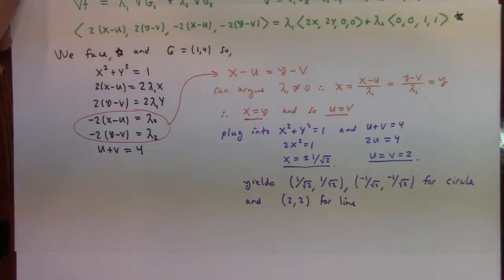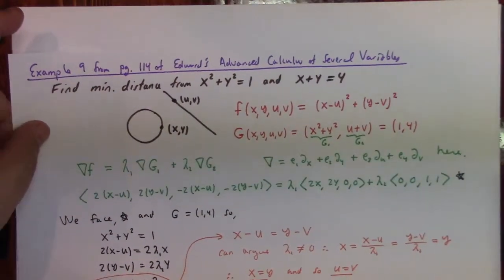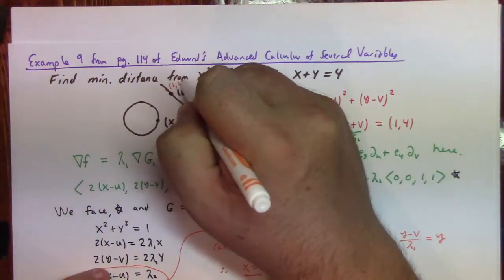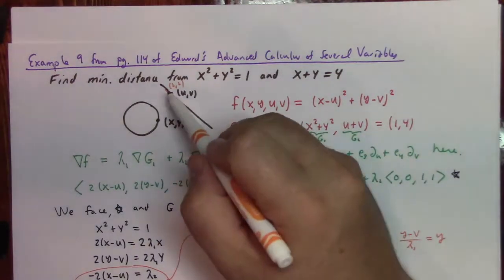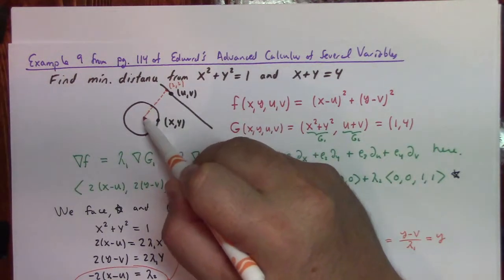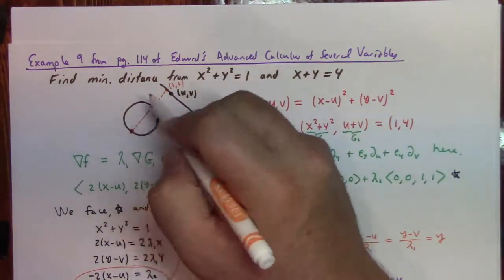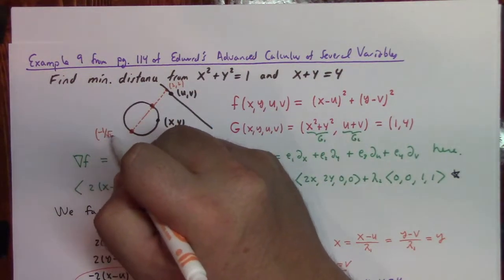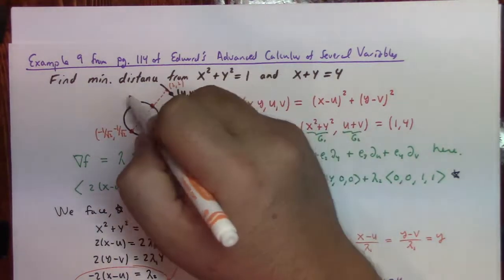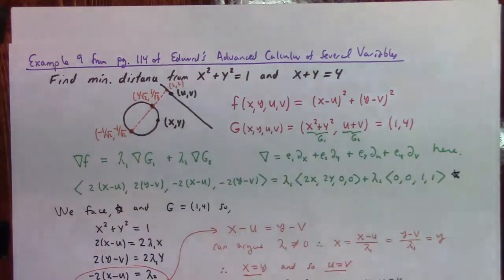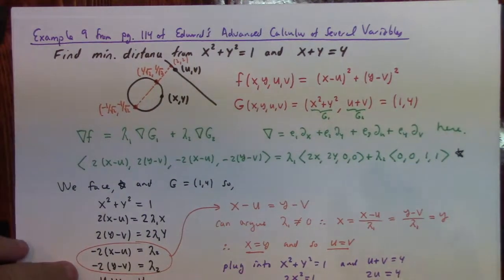Now that is a beautiful result, because it makes perfect sense, right? You could think of this as being (2, 2), and it's saying that if you just go like that, then there's the point 1 over root 2, 1 over root 2, and over here is minus 1 over root 2, minus 1 over root 2. So the method has given us the points furthest and closest to the line from the circle, right? I love this example, it's just beautiful.